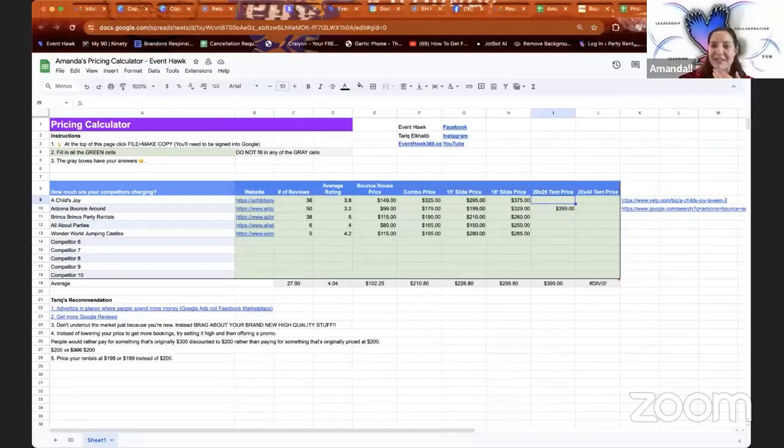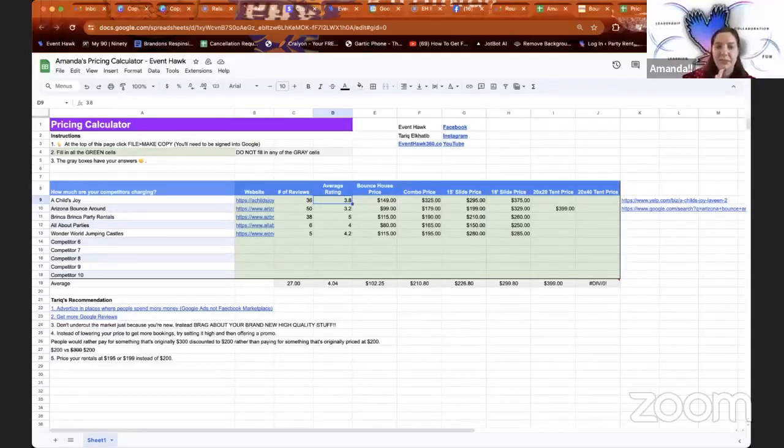I wonder how well that does for them. So this first one is actually the number of Yelp reviews that they have, and they had 36, and their average rating was a 3.8. So nowhere near the 5 stars that Bounce My House has in Chicago.